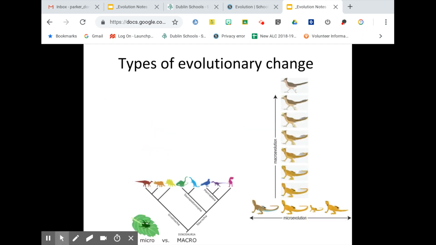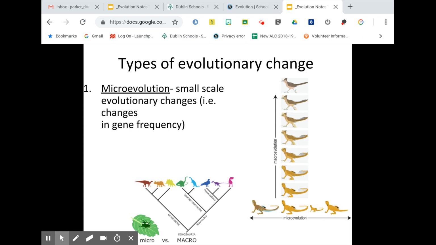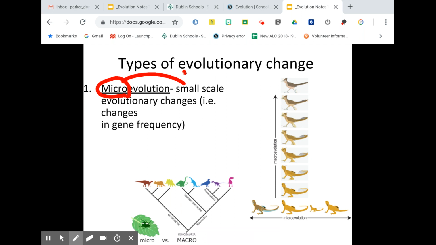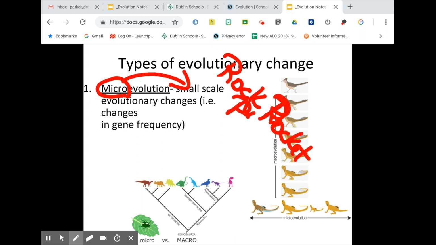Okay, there are two types of evolutionary change. And this should be something really easy for you to remember. Microevolution is honestly what it says. Evolutionary changes on a very small scale. And a good example of that is gene frequency. So the rock pocket mouse is a great example of this, because you saw changes in the allele frequencies, the black versus white, again, in a fairly short amount of time.